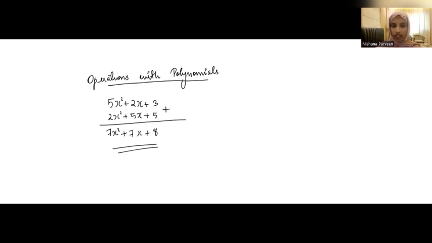Okay, we can just subtract polynomials. Let me give you 5x squared plus 7x plus 9 subtracted by 2x squared plus 3x minus 5. I just want to subtract. I told you when we are adding, we just added the like terms, right? Very similar, we will be subtracting the like terms.